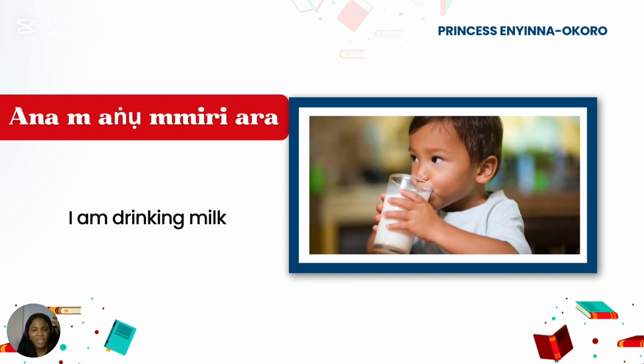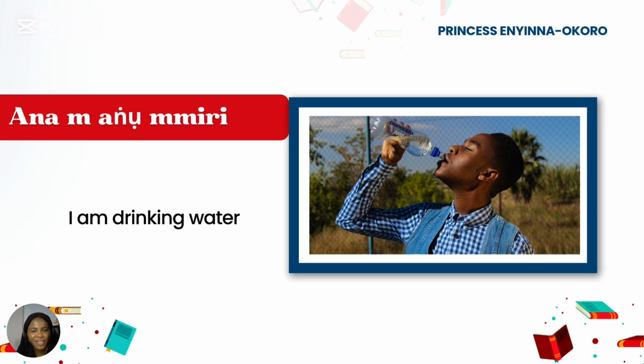So this boy is drinking milk, and he just added milk to anamang, and that becomes anamang miriara. Can you say it? Anamang miriara. For the last time, anamang miriara. It means I am drinking milk. Simple, easy. The next we're going to see is what?